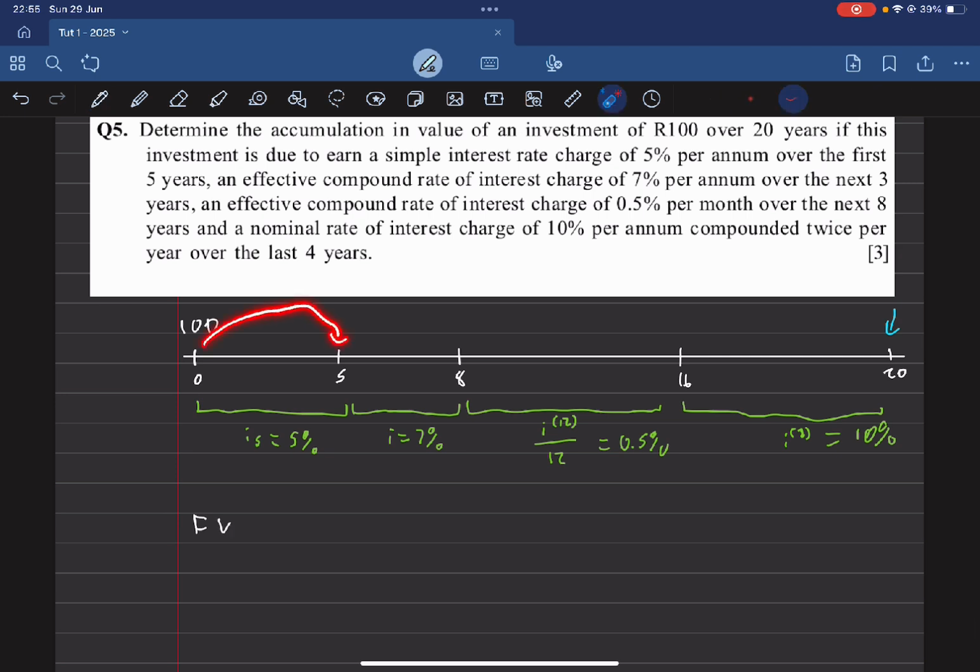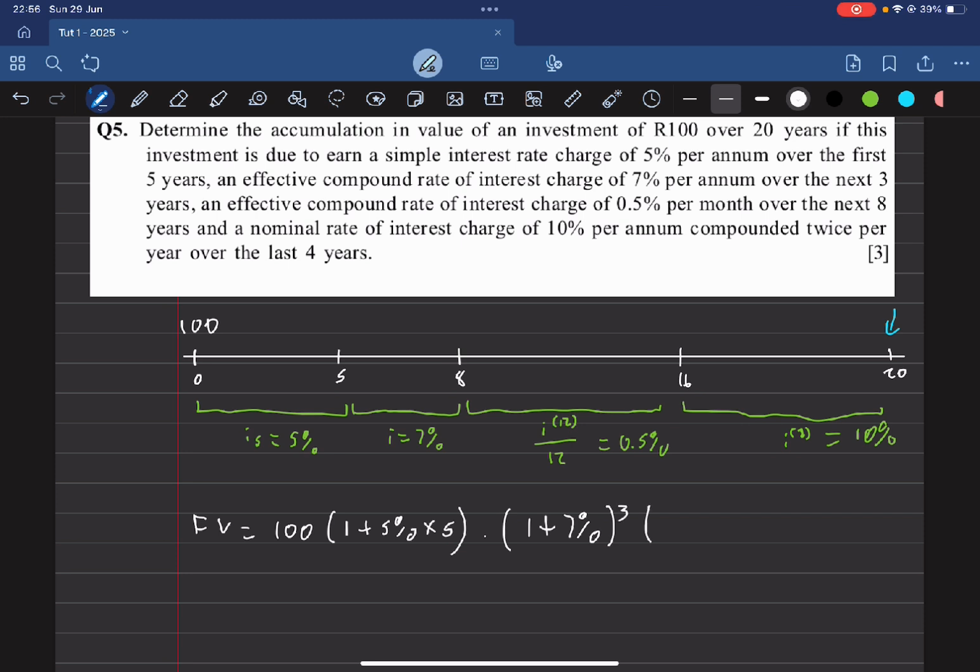So it's going to be 100 Rand for 5 years at that interest rate. So it'll be 100 times 1 plus 5% times 5. Because remember, for simple, you multiply it, you don't put it up here. Cool. And now we do another 3 years at a compound interest rate of 7%. So now it's going to be 1 plus 7% to the power of 3. And now it's going to be 1 plus 0.5%. And now we need to do it for the number of months. So it's basically 8 years, and each year has 12 months. So I'm just going to do it to the power of 8 times 12.